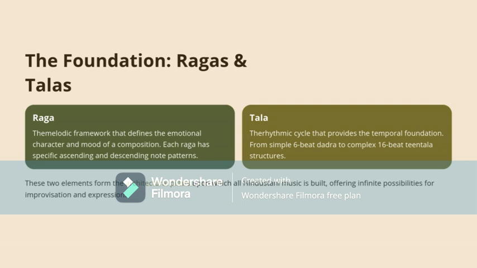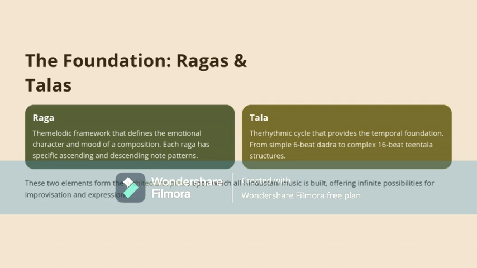So raga handles the feeling, the melody. Tala then, that's the timekeeper. Precisely. Tala is the rhythmic cycle, the temporal foundation. It's the canvas the raga artist paints on. It could be a simple 6-beat cycle, that's dadra, or maybe the really common, more complex 16-beat tala. But understanding tala isn't just about counting 1, 2, 3, 4. It's about feeling the anchor point, isn't it?